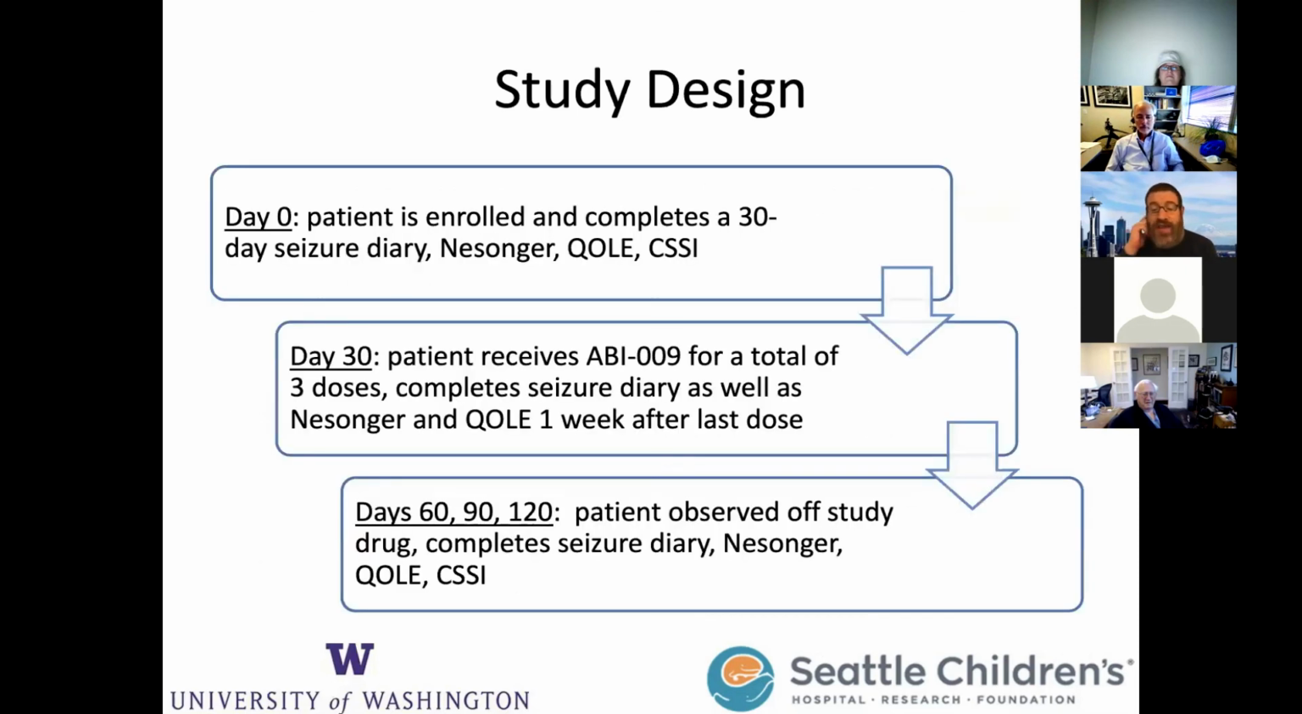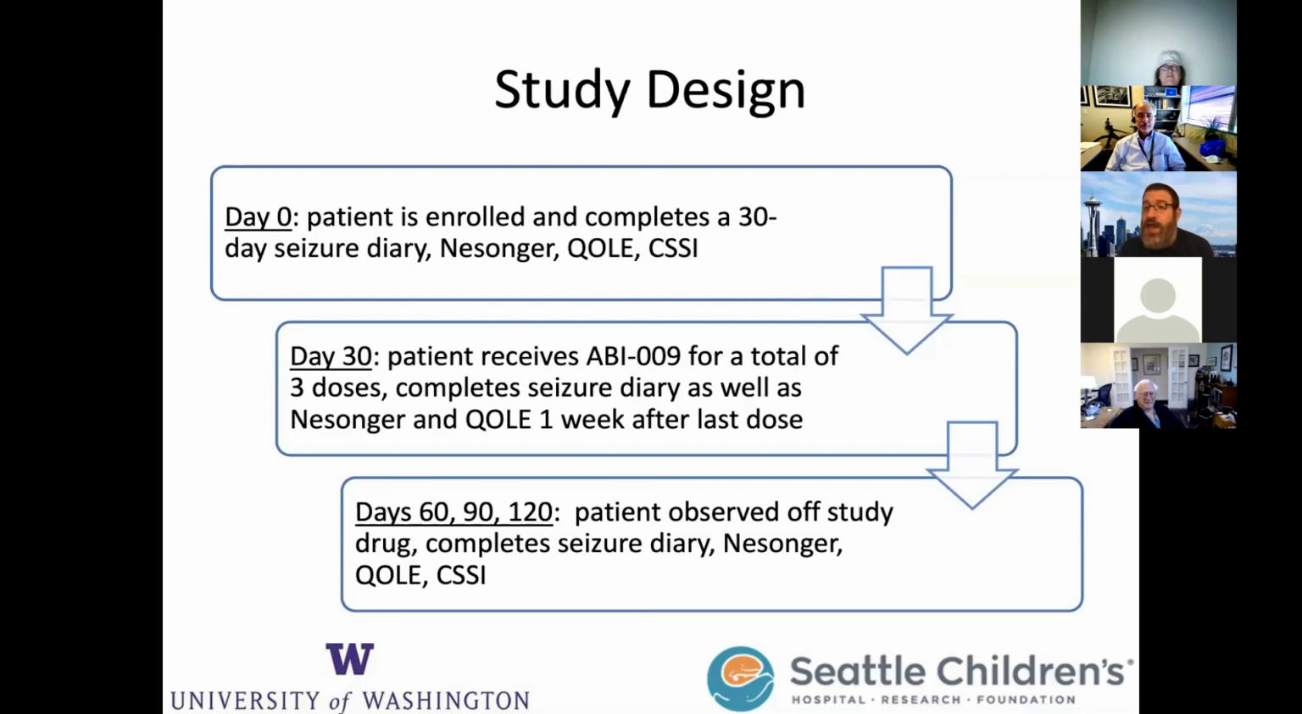This is the basic study design. On day 0, kids were screened and enrolled. They kept a 30-day seizure diary on their home AED regimen, as well as a behavioral index called the Nisanger Index, a quality of life in children with epilepsy index, and a Columbia suicide rating inventory. And the reason for the suicide inventory had to do with the fact that the FDA specifically wants us to study suicidality and depression in kids with epilepsy. So that was a request of the FDA. We observed them on their home AED regimen for 30 days.